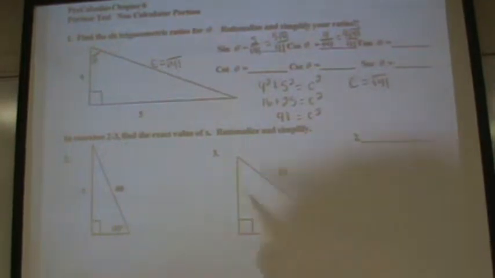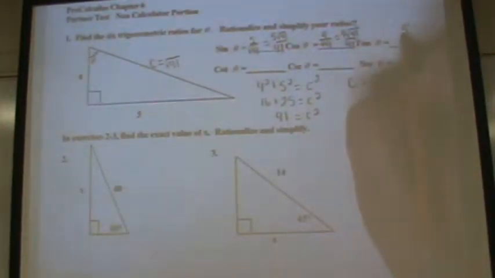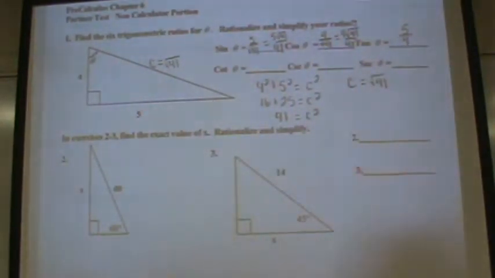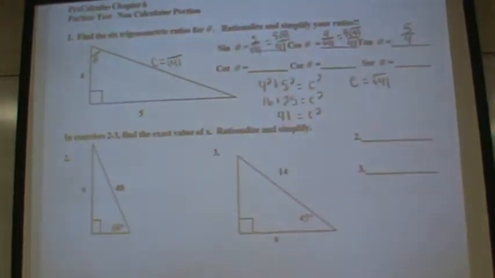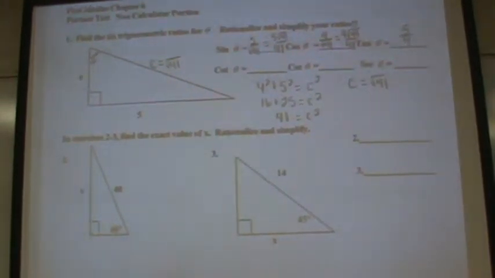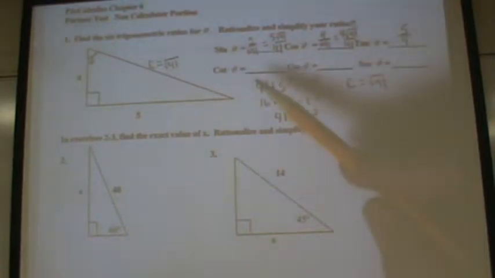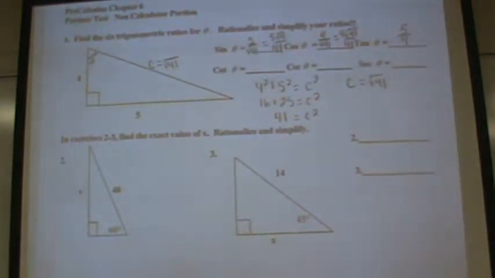Tangent is opposite over adjacent, so you get 5 over 4. Now these bottom ones, the inverses, are not in order, so cotangent is not the inverse of sine, so you need to make sure that you're reading which ones are actually being asked for.